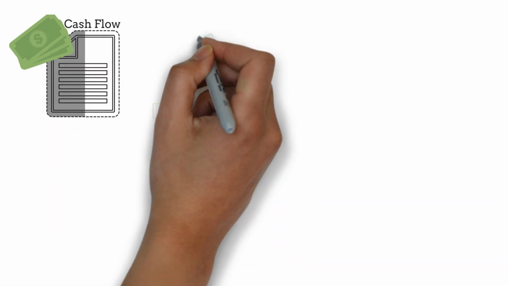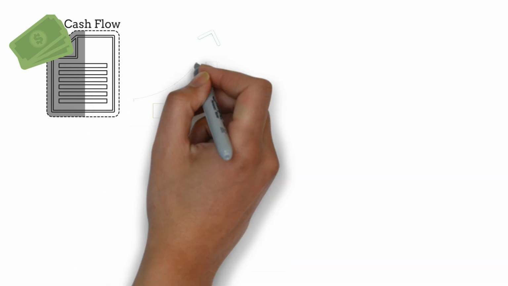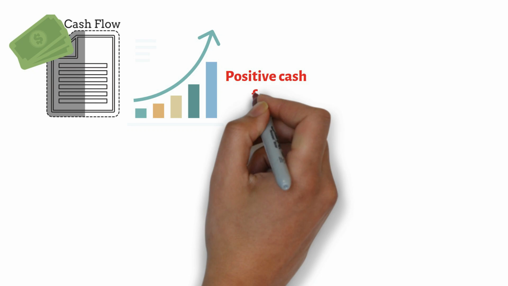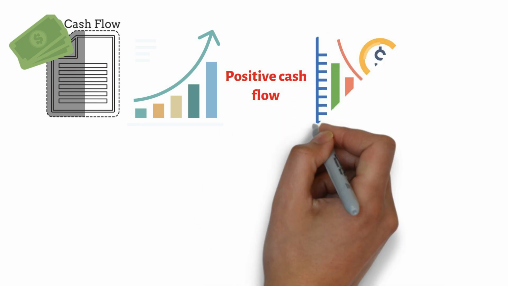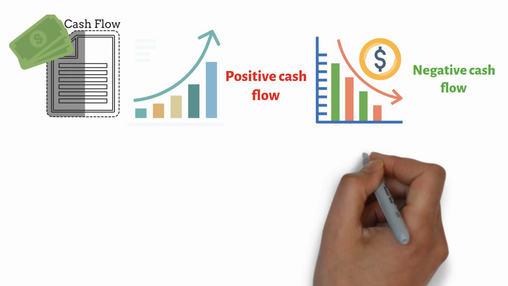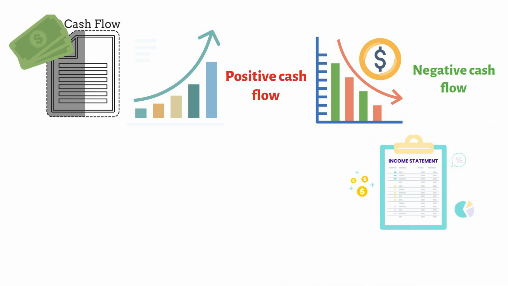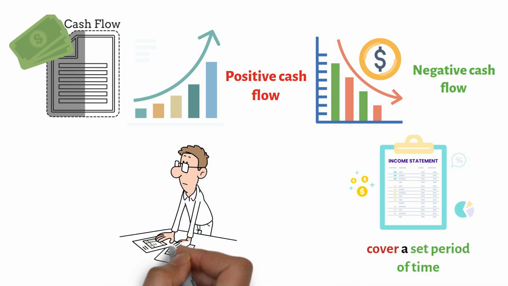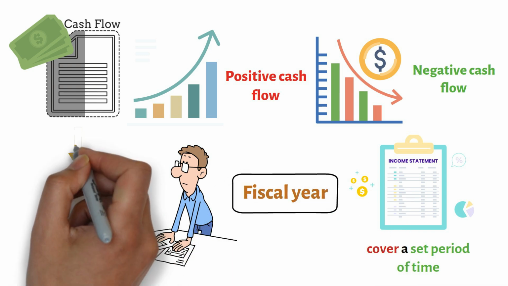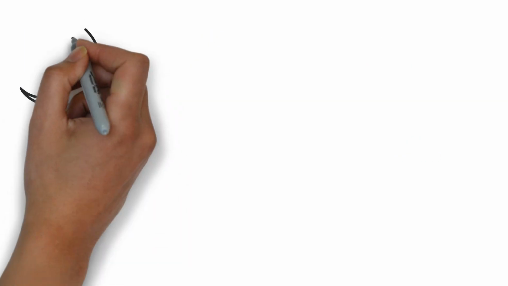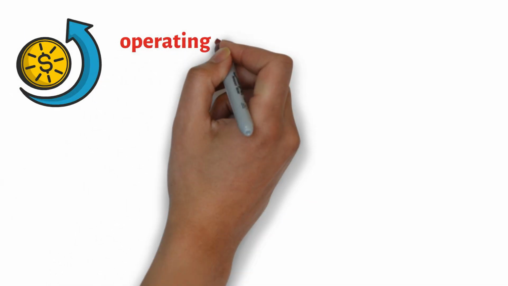The cash flow statement will tell us if the company is bringing in more cash than it is spending, which means positive cash flow, or if it is spending more cash than it is bringing in, which is negative cash flow. Cash flow statements are like income statements in that they always cover a set period of time. Company accountants generate one every 3 months, and for the fiscal year. The cash flow statement breaks down into 3 sections. First, there is cash flow from operating activities.